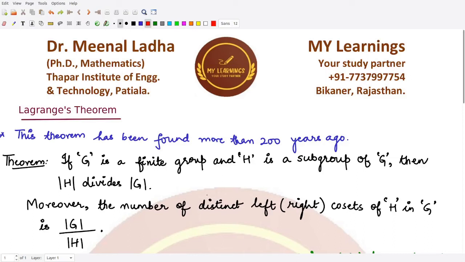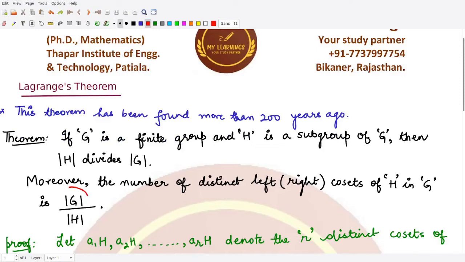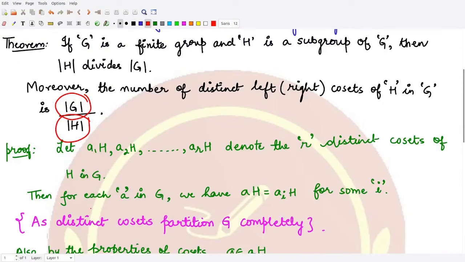It tells us that if G is some finite group and H is some subgroup of the group G, then the order of the subgroup H divides the order of the group G. And moreover, the number of distinct left or right cosets of H in G is given by the division of the order of the group G by the order of the subgroup H. So this is the result with us. Now let's move forward to the proof of this theorem.